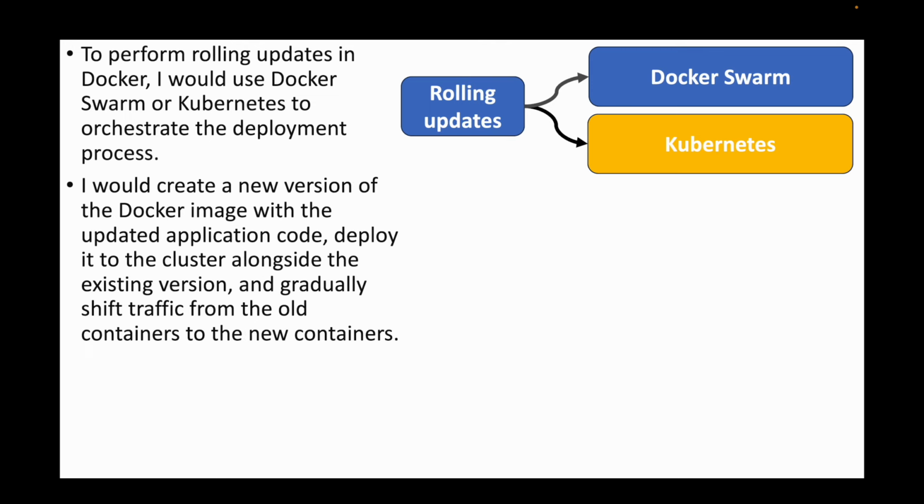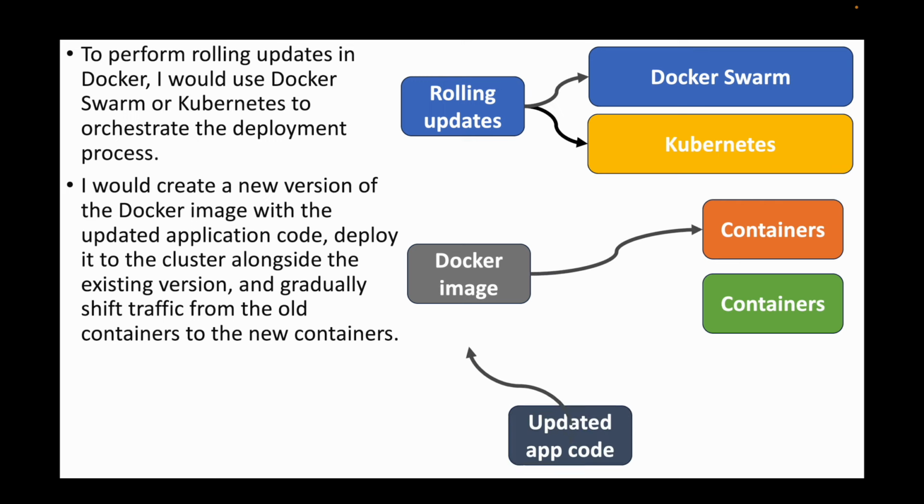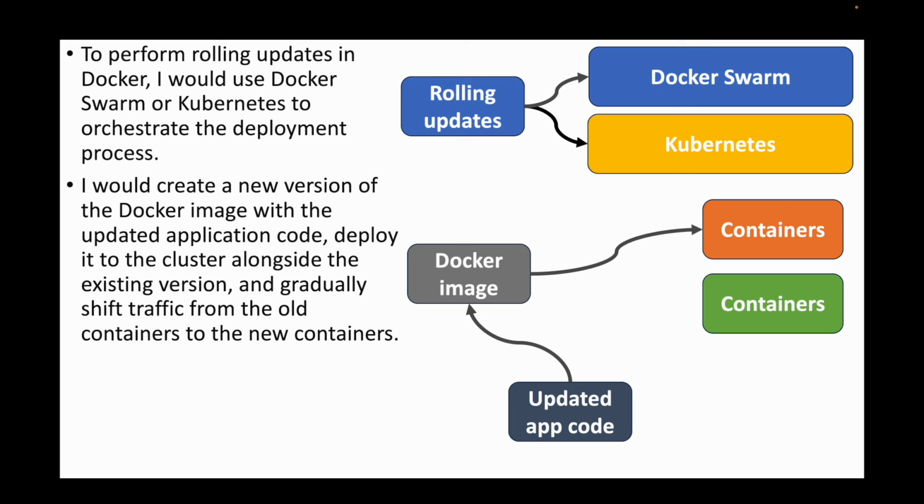Now, let's say you already have a container which is running using a Docker image. Now you're creating a newer version of this image with your updated application code. Okay. Now, if you want to deploy this to your containers, you can deploy it alongside your existing version and then gradually shift the traffic from the old containers to the new container.